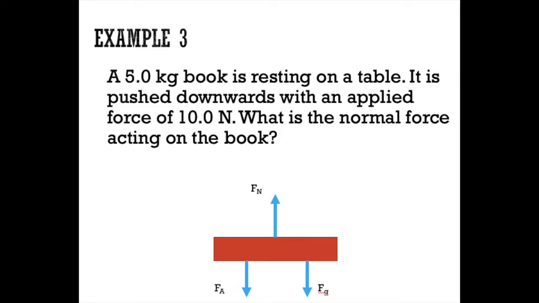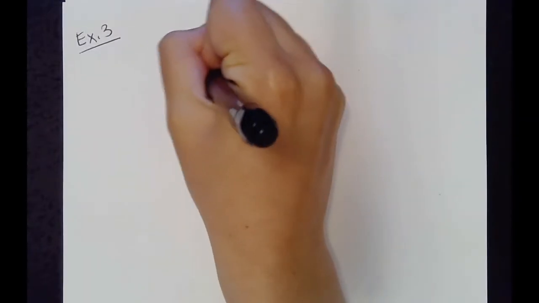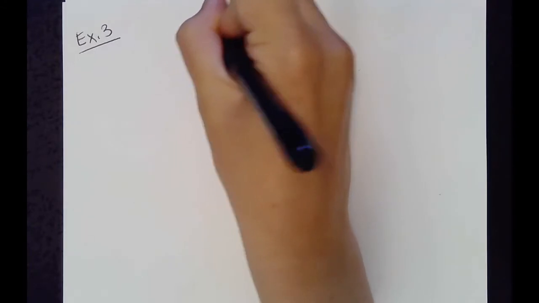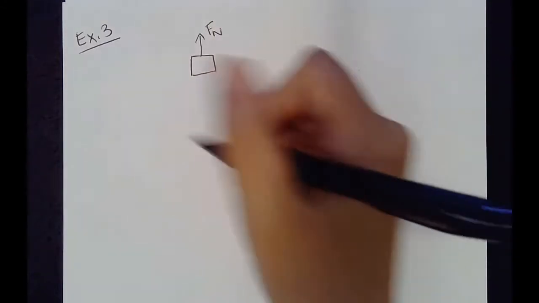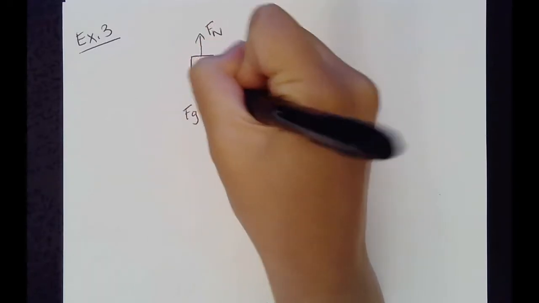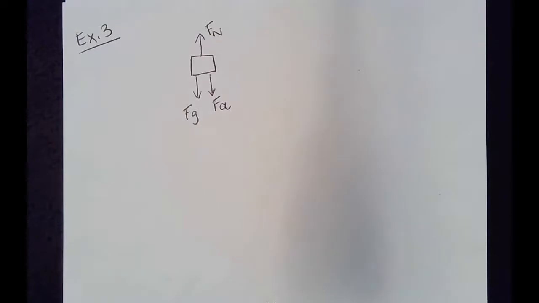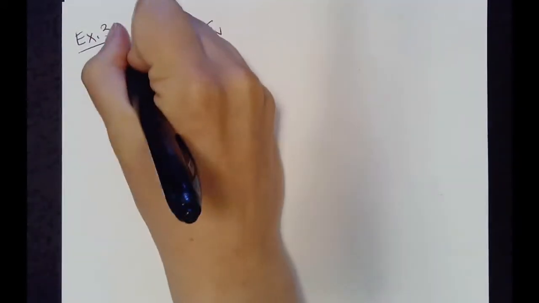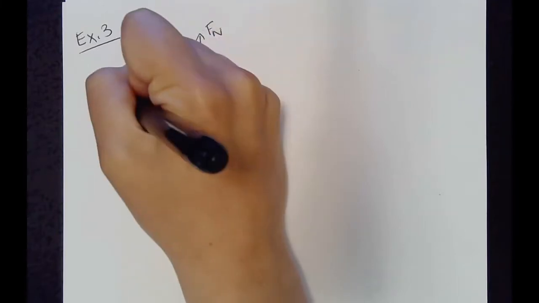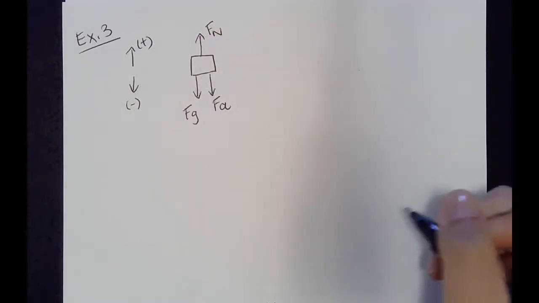All right, so let's always start with a free body diagram. I'll draw it here. We have the normal force, it's resting on a surface, and then the force of gravity downwards, and we're pushing down on the book. So we need that applied force that's also downwards, and I'm using again the standard coordinate system. Up is positive, and down is negative.